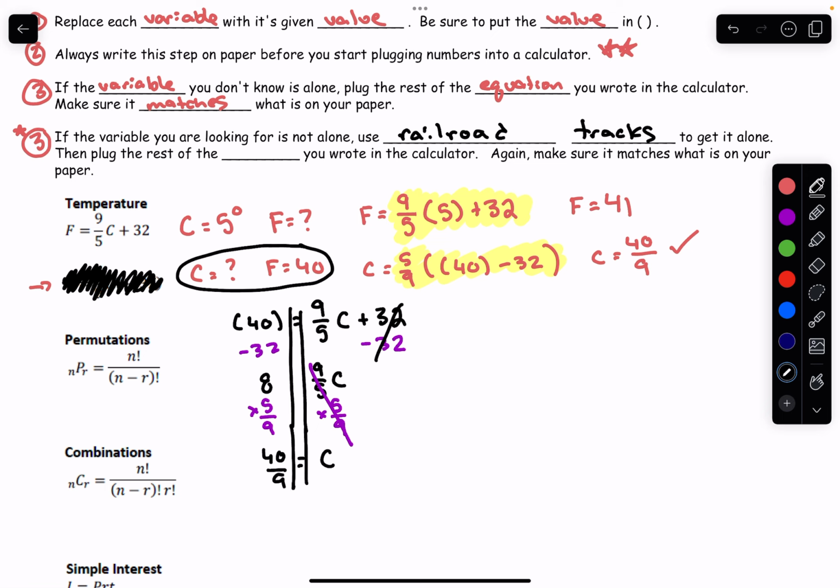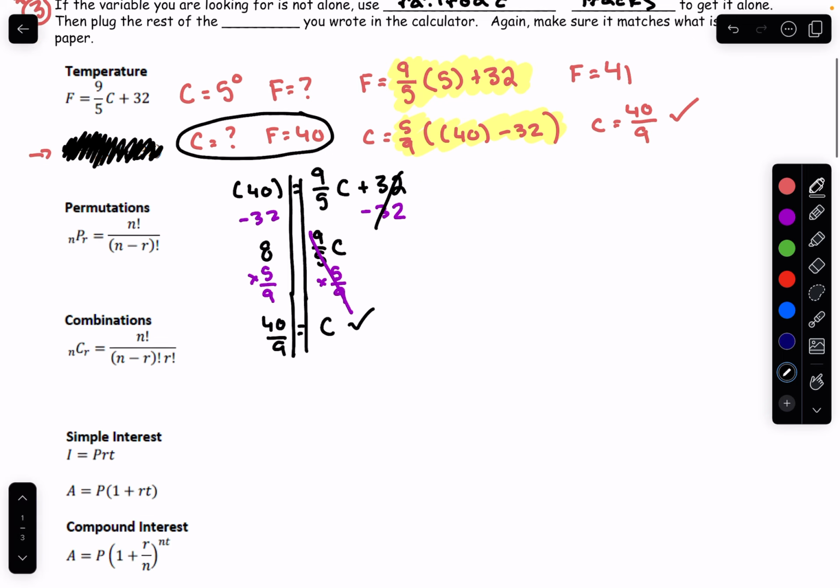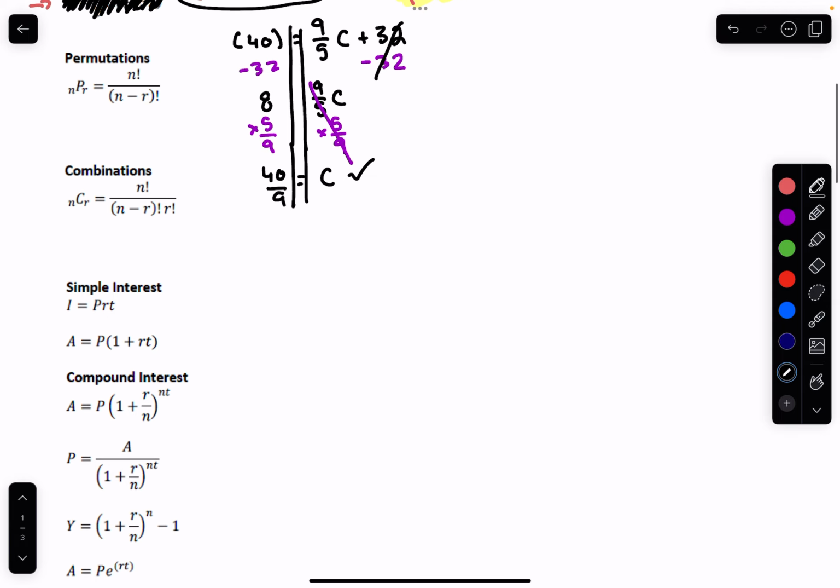So I get the same answer we got earlier, 40/9, but this time I didn't have the formula to directly get me there. So if you plug in the numbers and your variable is alone, use the calculator. If your variable is not alone, then you've got to get your variable by itself, and you've been doing that for years. So let's look at a couple formulas, and then we'll look at some unique situations.